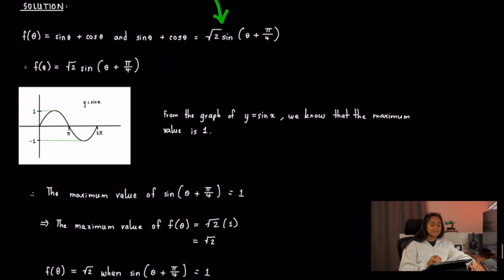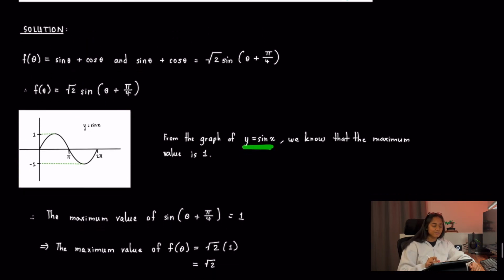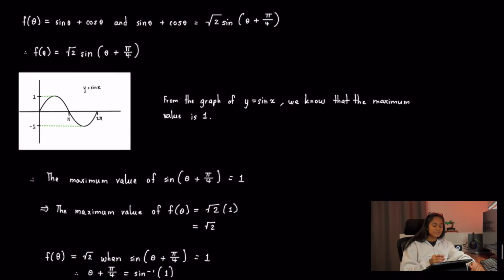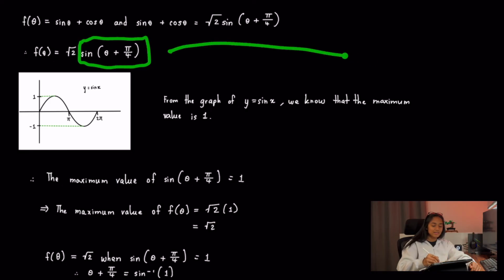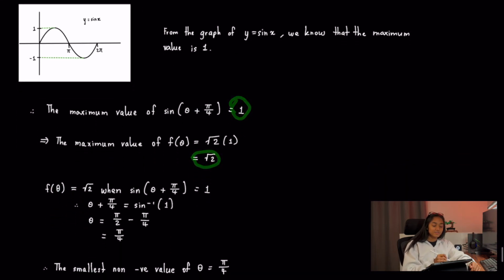Now we're going to look at the graph of y is equal to sine x and know that we want to find the maximum value. So we look at the greatest point on the graph and see that it's equal to 1. Therefore, the maximum value is equal to 1. So we can say that sine of theta plus pi over 4 is equal to 1. We substitute it into this equation here and say that at the maximum value, f theta is equal to square root of 2 multiplied by 1, because we found the max value. Therefore, f theta is equal to square root of 2 when sine of theta plus pi over 4 is equal to 1.